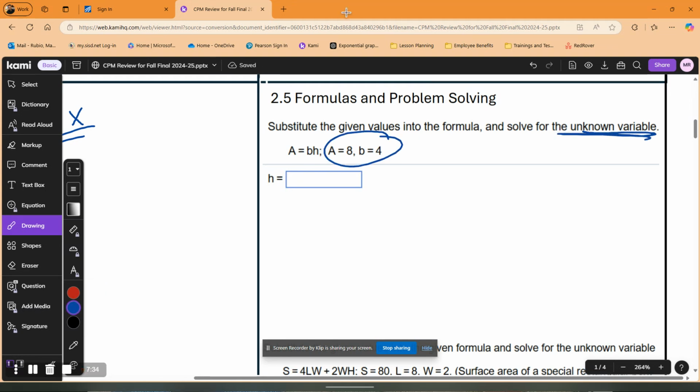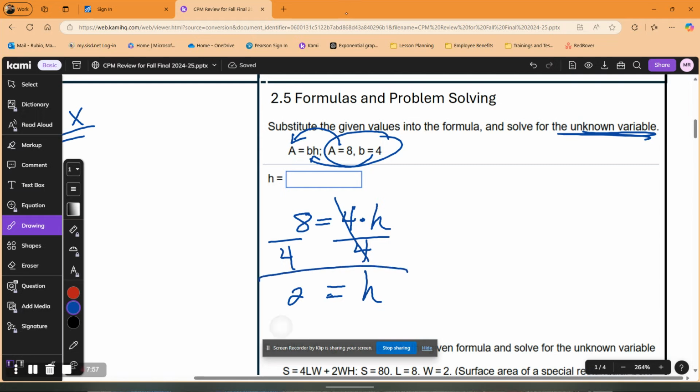Okay. What's unknown here? Well, let's plug in what we have. We have a, which is 8. So a goes here, b goes here. The unknown is h, so we're trying to figure out what h is. All we got to do is divide by 4. And then we're going to see that h is equal to 8 divided by 4, which is 2. Okay.